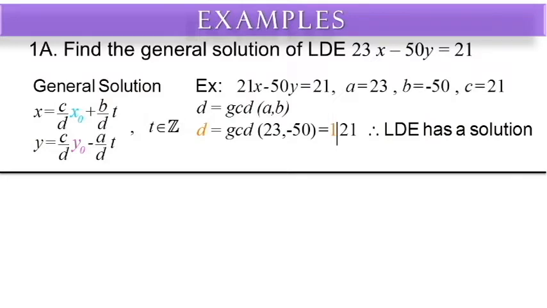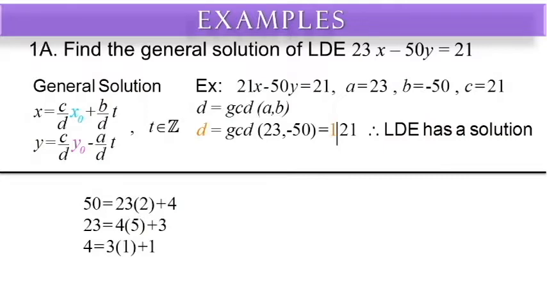Using the Euclidean algorithm, we have 50 divided by 23 is 2 plus remainder 4. Then 23 is equal to 4 times 5 plus remainder 3. And 4 equals 3 times 1 plus the remainder 1. So since our remainder is now our GCD, we have to stop.